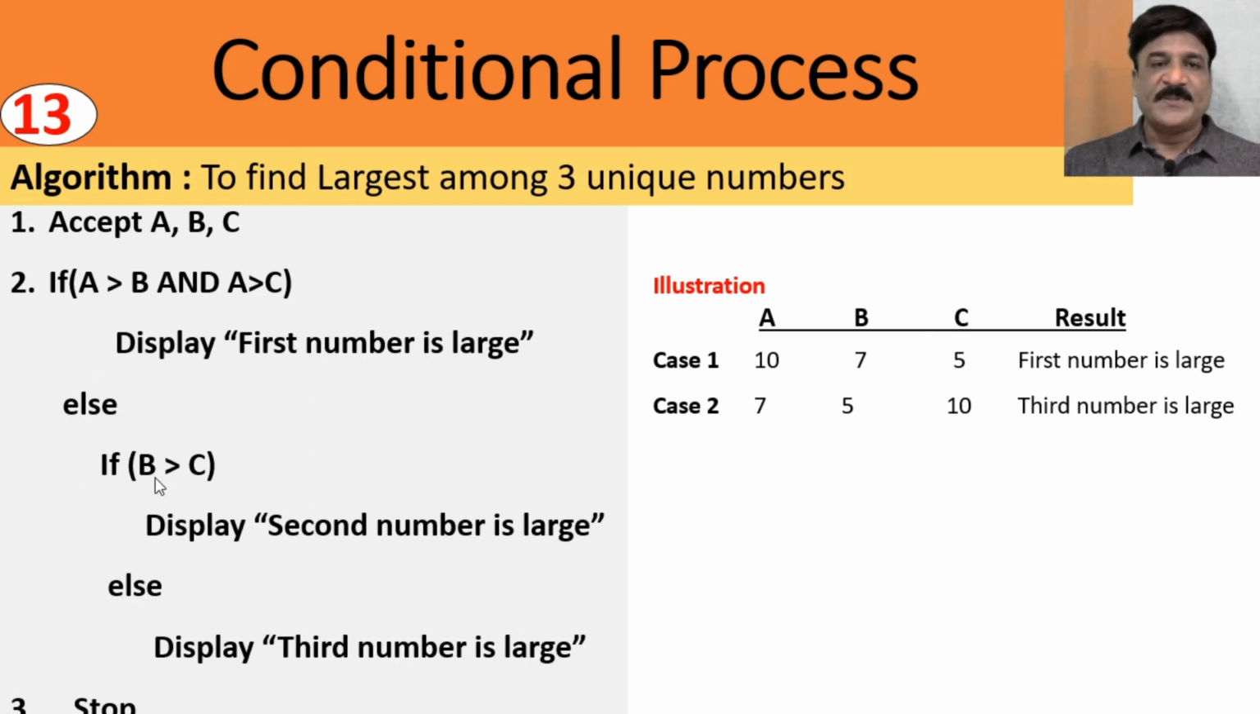Okay, so B is greater than C, 5 is greater than 10, no. So it means control will be transferred to the else part. So the result will be what? Third number is large. Okay, so that's correct.